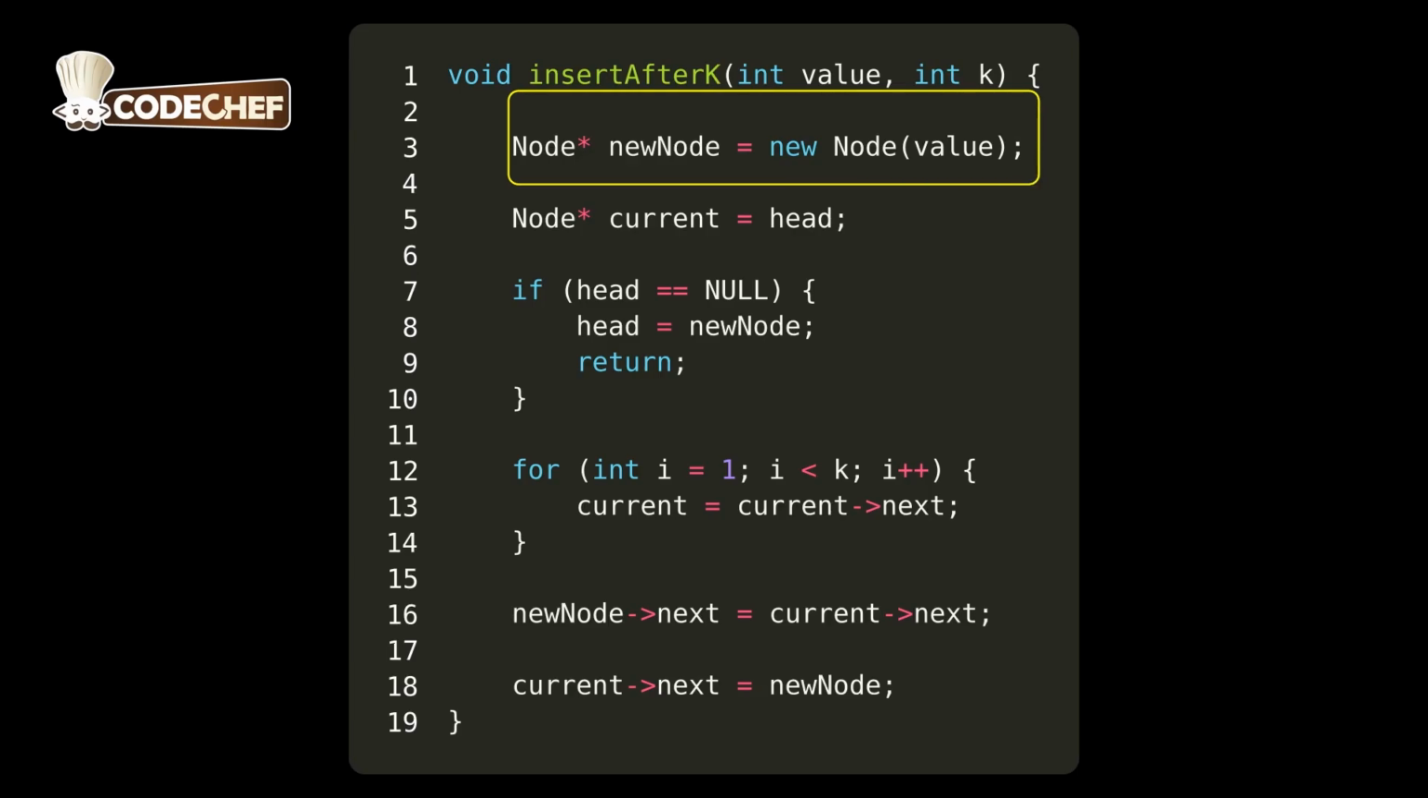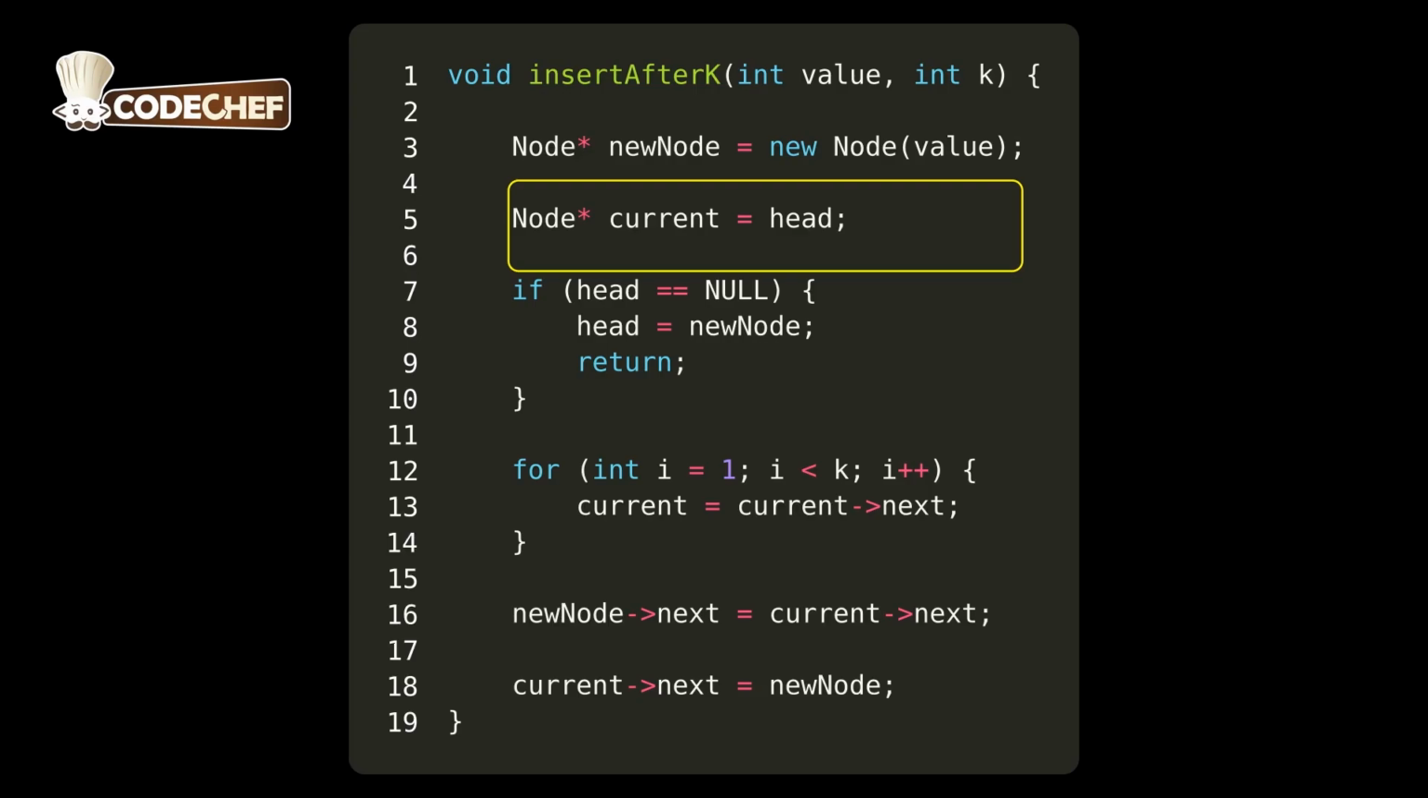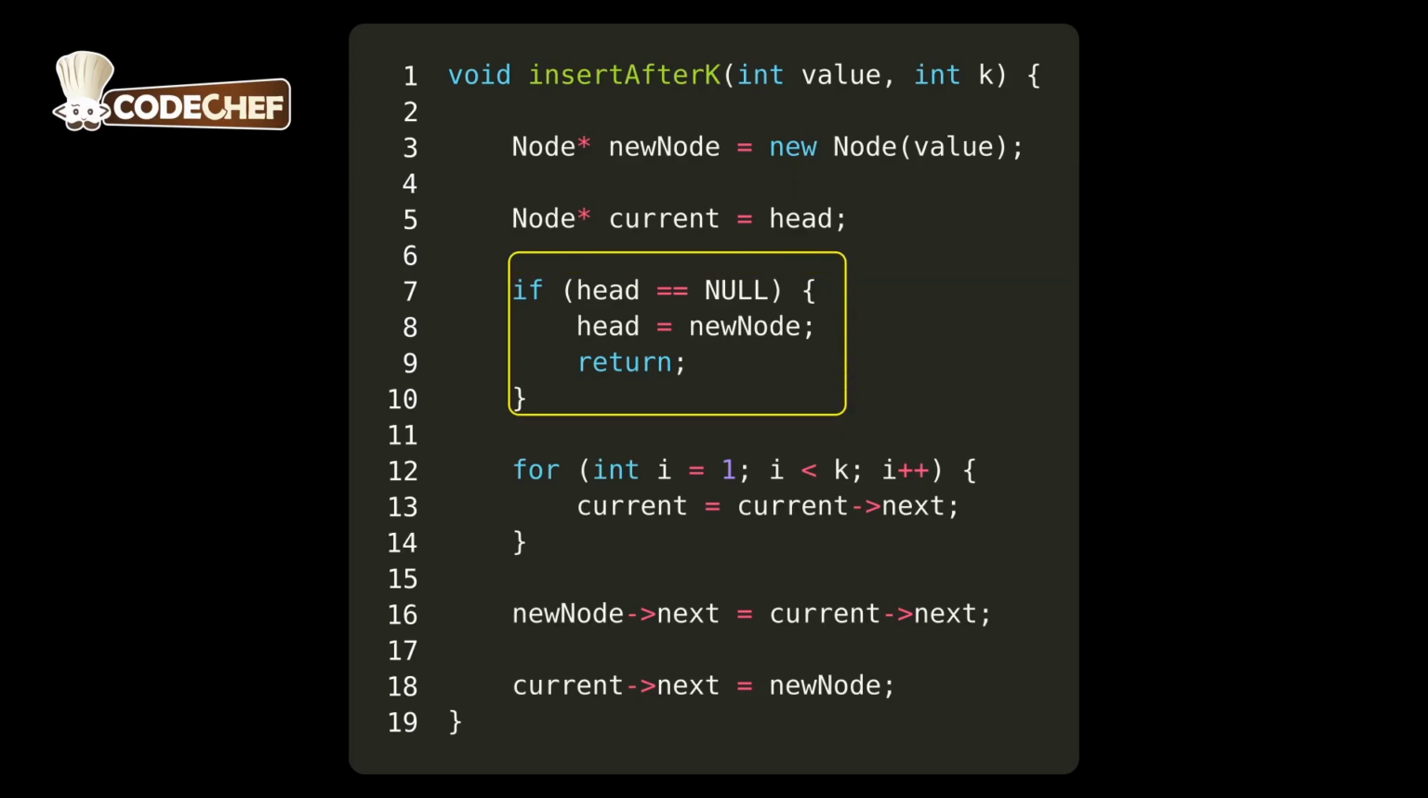First, we create a new node and assign it the given value. Next, we initialize a pointer current to track the current node, starting from the head. If the linked list is empty, we make the new node the head and return. No further steps are needed.